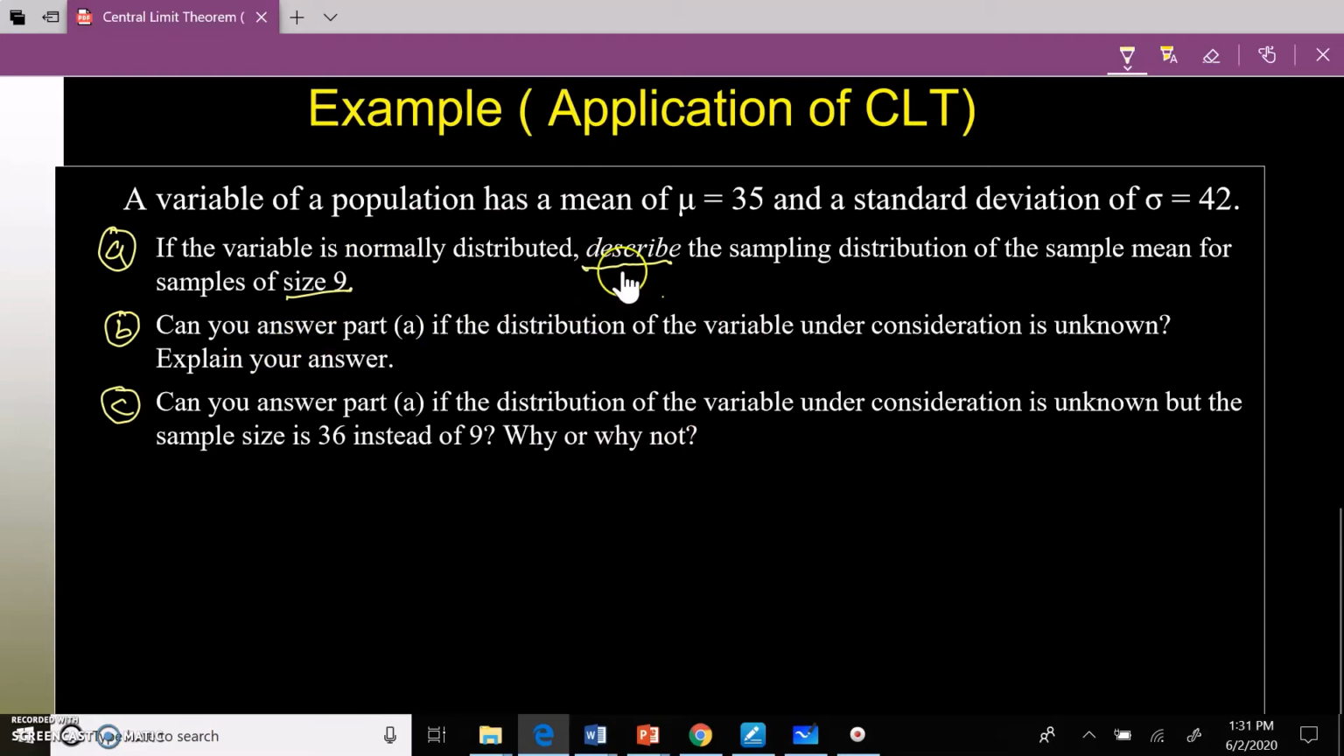First of all, you need to understand what is the meaning of this word describe. So first, remember, whenever you see the word describe the sampling distribution.